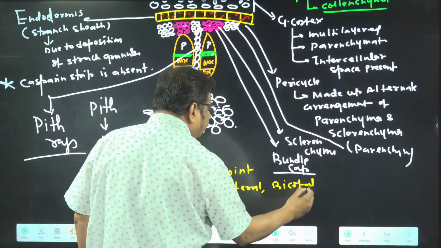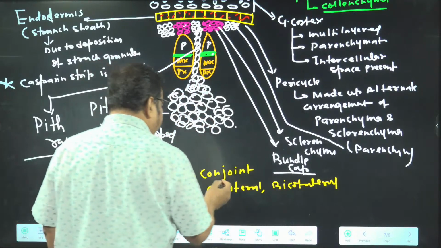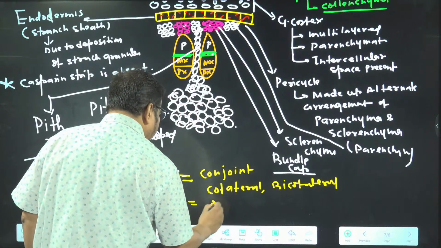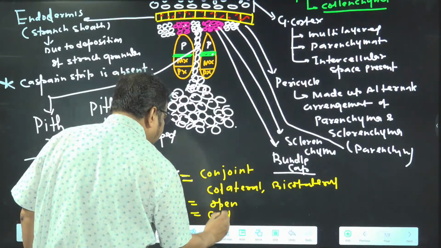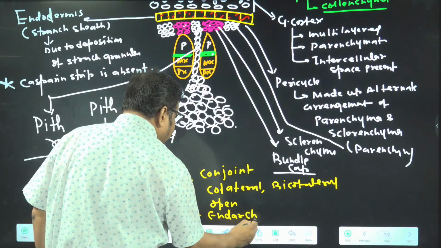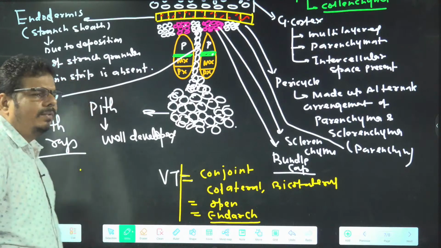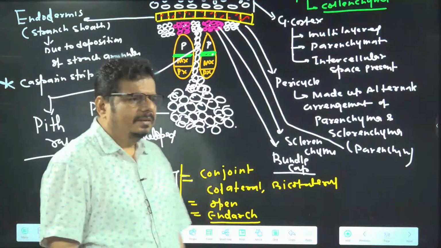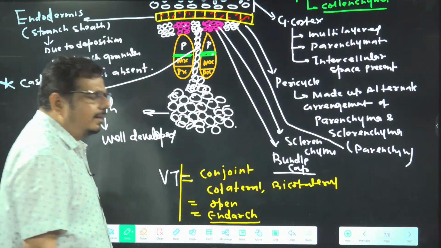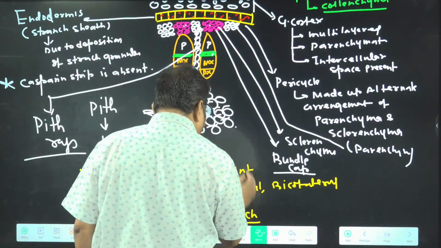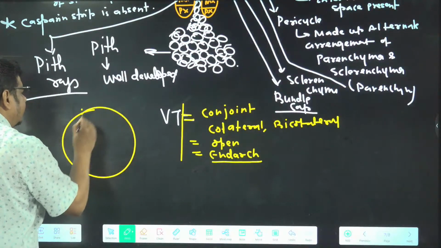We are just telling everything. Here I draw the diagram of conjoint, collateral, and open. Which kind of arrangement is there? Number of vascular bundles: many. Getting the idea? Is it clear? Right. And if you talk about a dicot stem, vascular tissue is present in a ring. Look here.